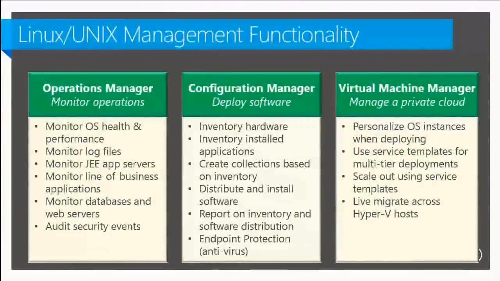So the core of our Unix Linux management portfolio comes down to the three products John called out earlier. Operations Manager, it's how we monitor the operating system, log files, your Java applications, you monitor your production applications, databases, web servers, and we'll talk more about that. Configuration Manager, got inventory capabilities, reporting capabilities, software distribution, and then the endpoint protection for Linux is also part of the Configuration Manager component.